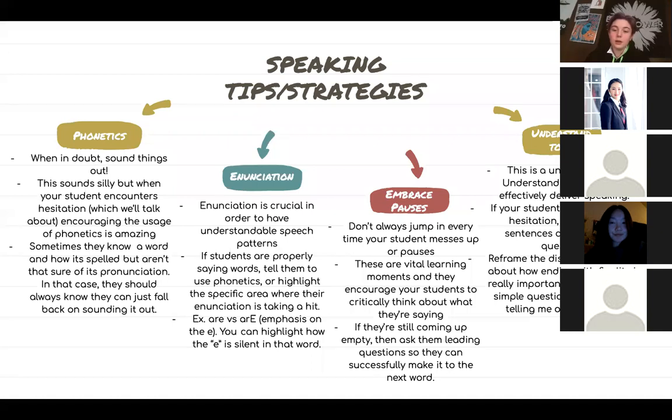Understanding tone. This is a universal thing. Understanding tones helps effectively deliver speaking. If your student is speaking with hesitation, a lot of their sentences can end up sounding like questions. So reframe the discussion and talk about how ending with finality is really important. Or you can ask simple questions like, are you telling me or asking me?